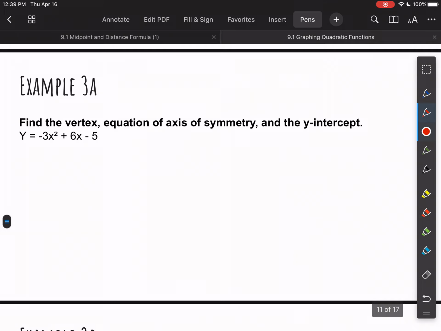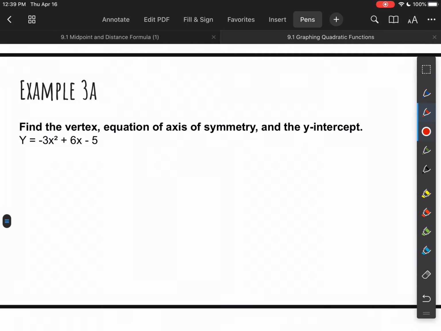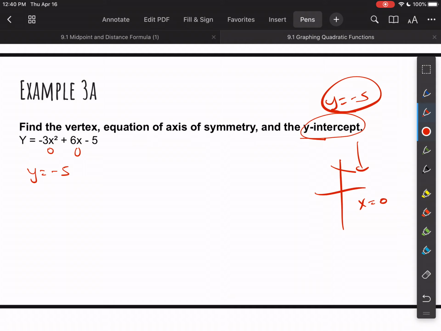All right, then for example 3, 3a, it says find the vertex, the equation of the axis of symmetry, and the y-intercept. So I'm going to review these things with you. To find the vertex, the very first step, well, the easiest thing to identify is the y-intercept. We know that a graph crosses the y-axis whenever the x value equals 0, right? So if I plug a 0 in for this x here, this just goes to y equals -5. That's the y-intercept. So that's really easy. You can do that first off if you want.